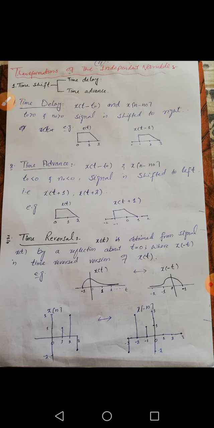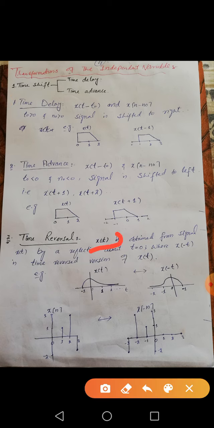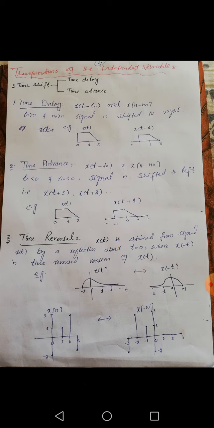Next is time reversal. x of minus t, obtained from signal x of t, is called the time reversal, and is obtained from signal x of t by a reflection about t is equal to 0, where x of minus t is the time reversed version of x of t.